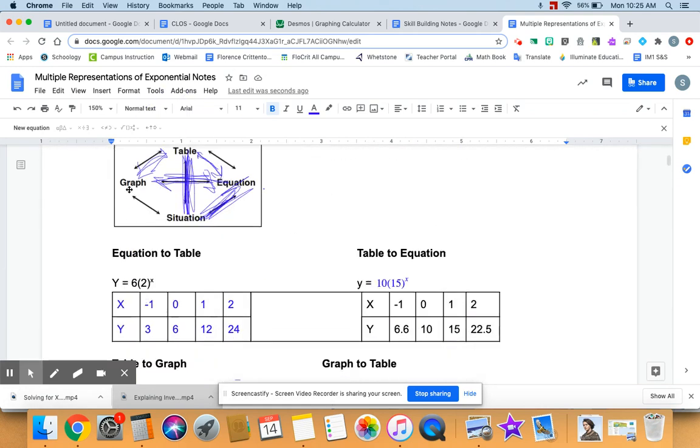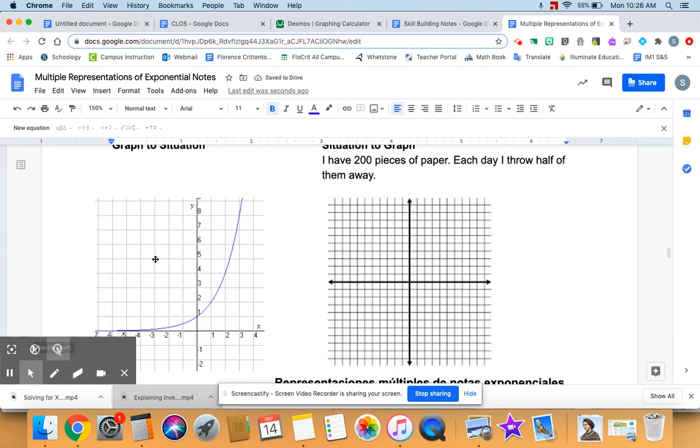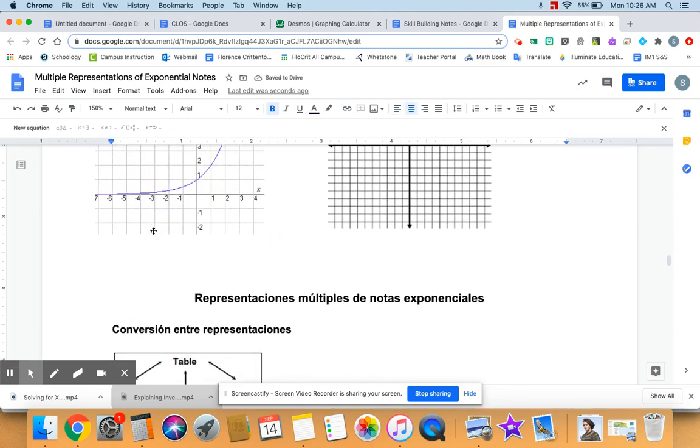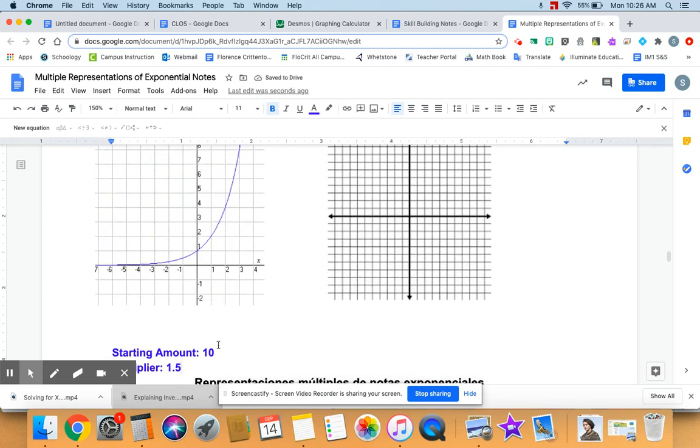And then my final little connection is a graph to a situation. So we're going to do that one real fast. With all of them, the first thing is what is my multiplier and what is my starting amount. For this graph here, my starting amount's what? Starting at 1 because it's crossing the y-intercept at 1. Then if my next one's at 2 for y, what am I multiplying by to get from 1 to 2? I'm multiplying by 2. Or remember, you can always do 2 divided by the one before it to figure out that we were multiplying by 2.